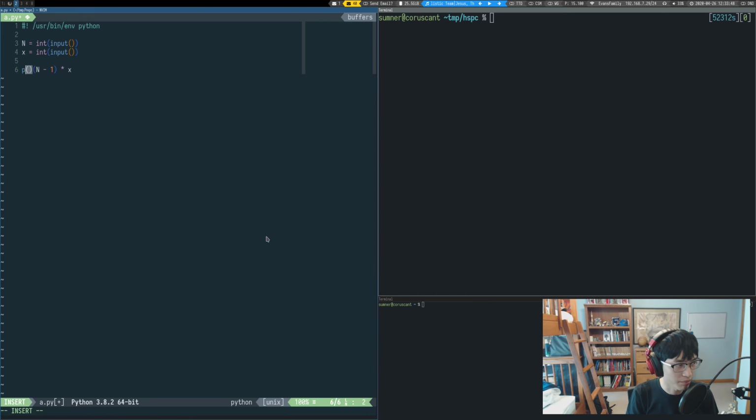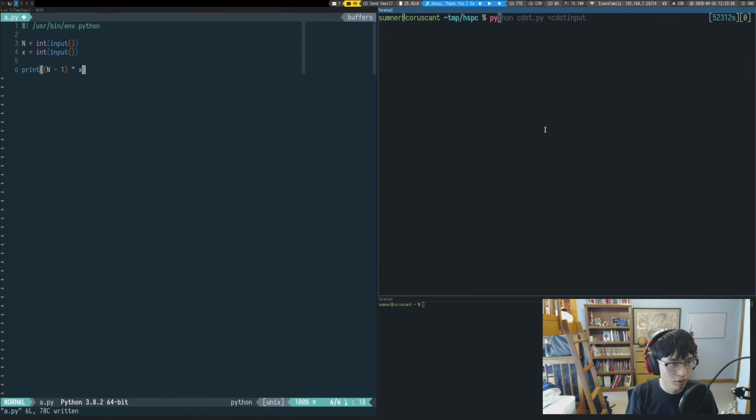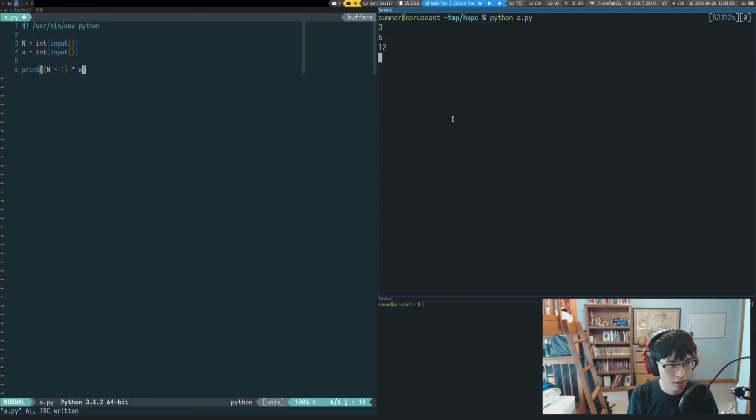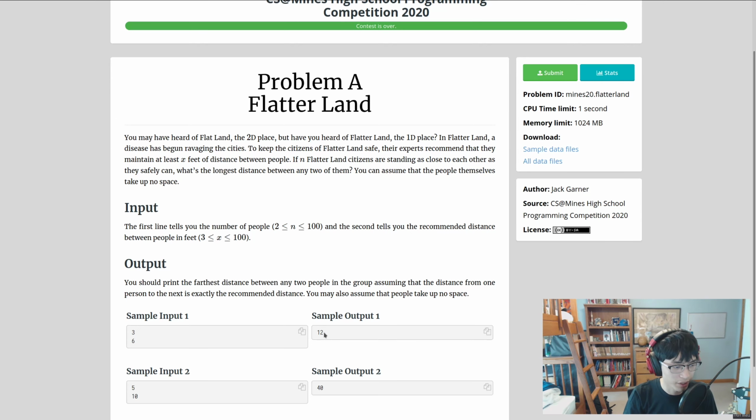If I can even spell print. And when we run this, the first input, let's just say, is this example. So we're going to copy and paste it. We get 12, which is in fact the correct answer.